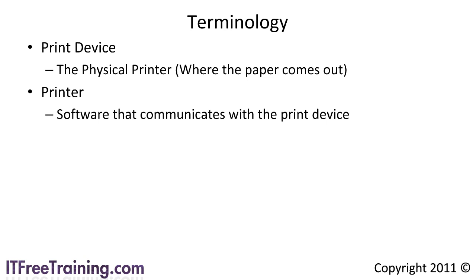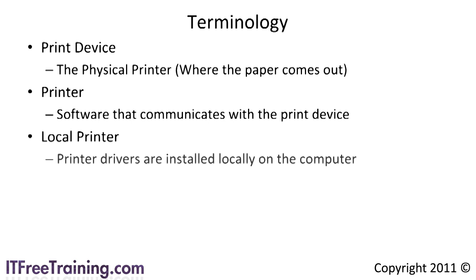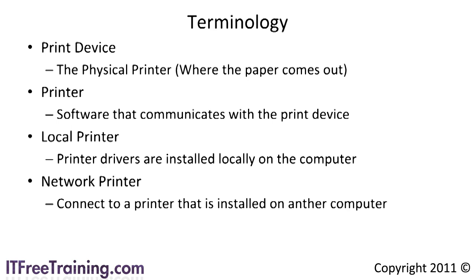Depending on where the software is installed will determine if the printer is a local printer or a network printer. A local printer will have the printing software installed on the local computer. A network printer will have the software installed on another computer. Note, however, the terms local and network printer are in relation to where the software is installed that runs the print device. The physical printer could be connected by a parallel cable, USB, or even connected to the network.